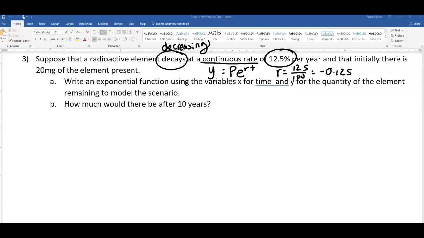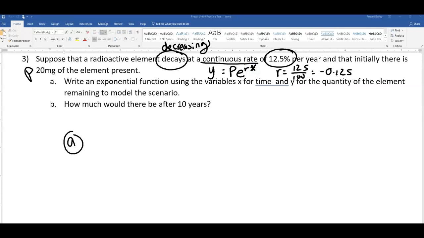Okay? 20 milligrams is my starting amount, which we're going to call P. So, having all that stuff labeled, we're ready to begin here. Part A asks us to write an exponential function using x and y, which I've already got set up there. Instead of a t, maybe I'll put an x there instead, because it is asking for x and y.